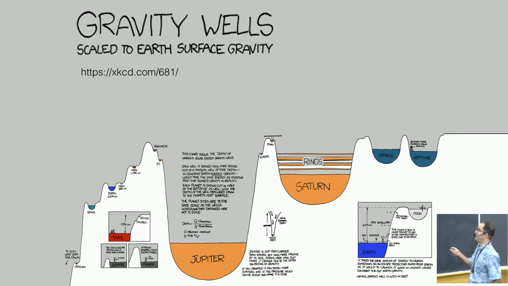Here, these are the potential wells of planets in the solar system. It corresponds to the gravity of the different planets in the solar system. Here you have Mercury, Venus, Earth, Mars, Jupiter, Saturn, and so on.